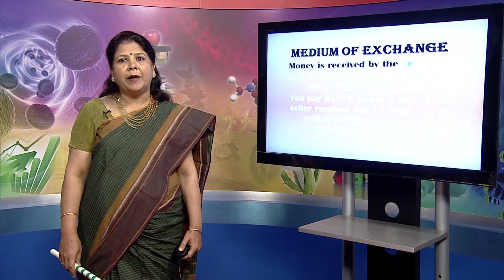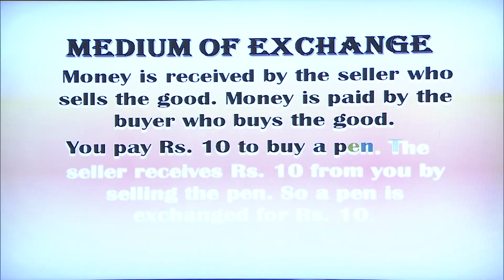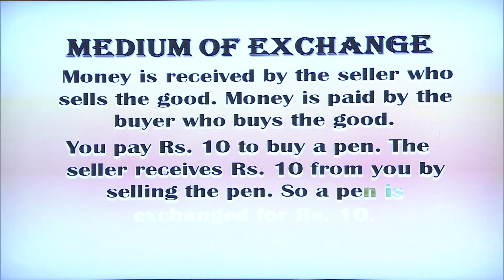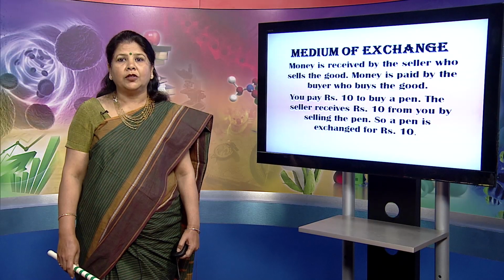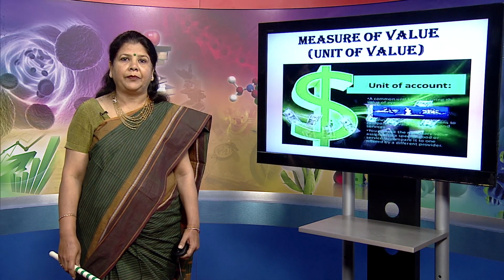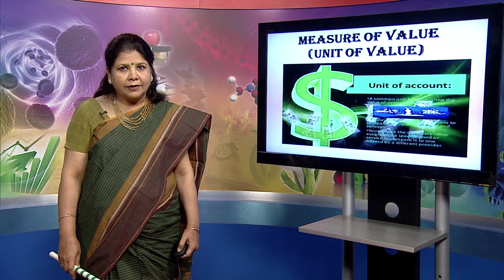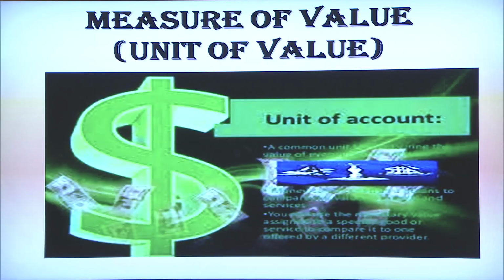Money is received by the seller who sells the good. Money is paid by the buyer who buys the good. You pay ₹10 to buy a pen. The seller receives ₹10 from you by selling the pen. So, a pen is exchanged for ₹10. And this is the purpose of money, that is, it is a measure of value.